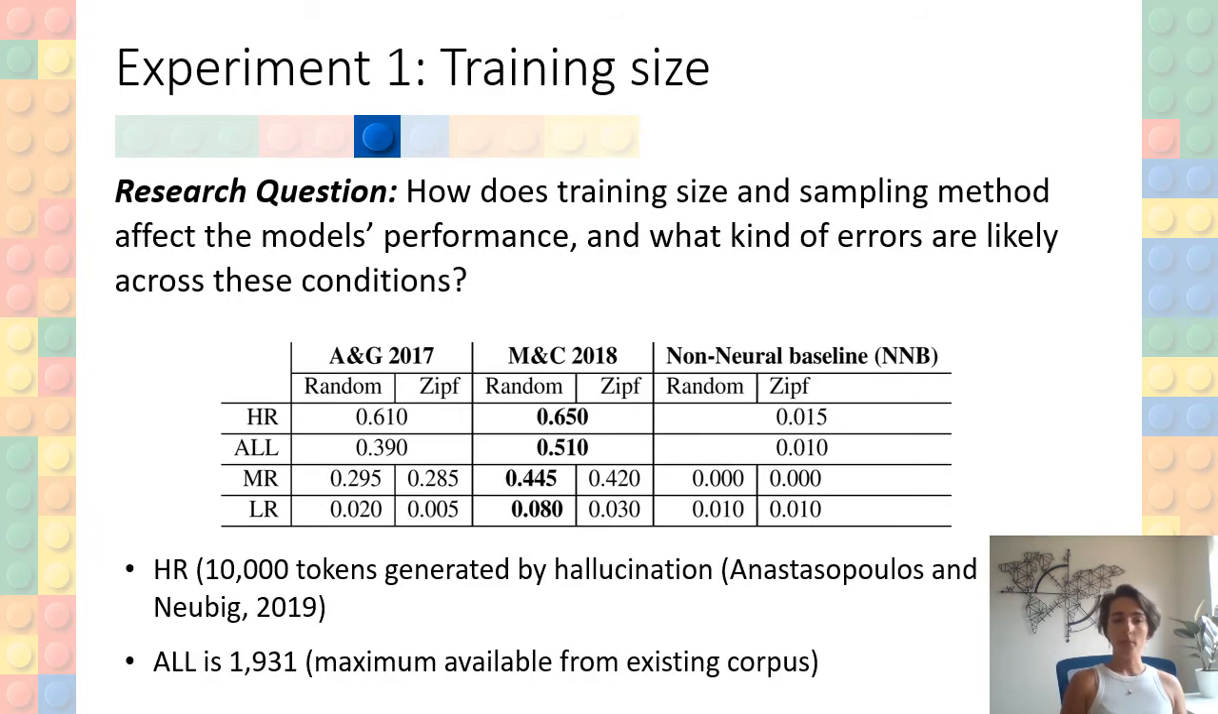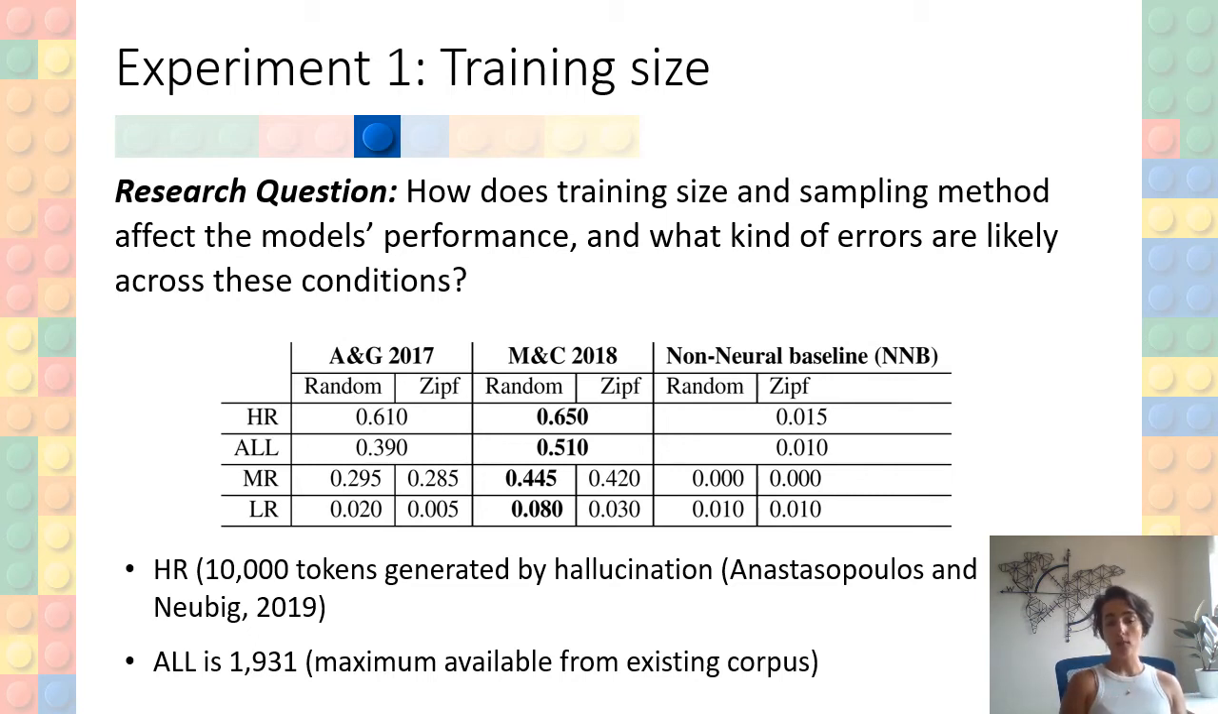For our first experiment, we follow in the footsteps of the 2017 SIGMORPHON task, where we examine the effects of training size on the model performance. We extend this by further exploring the differences between sampling methods, where we contrast the difference between random sampling and Zipf sampling. So for each resource setting, we follow their definitions, which for high, medium, and low go as 10,000, 1,000, and 100. We've introduced all, which is basically the maximum available for our corpus, which was 1,931.